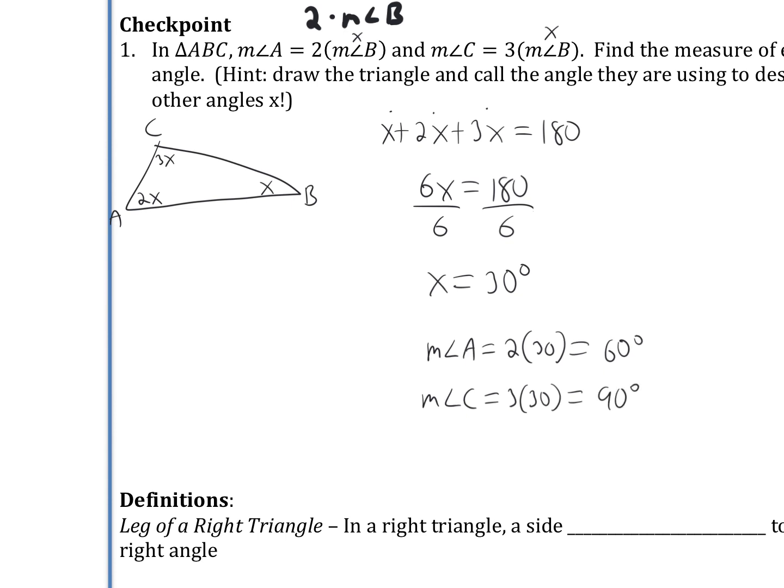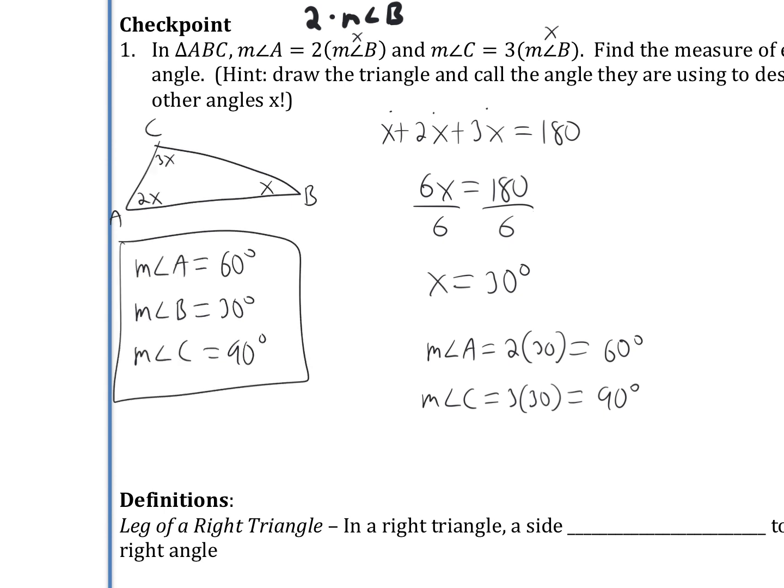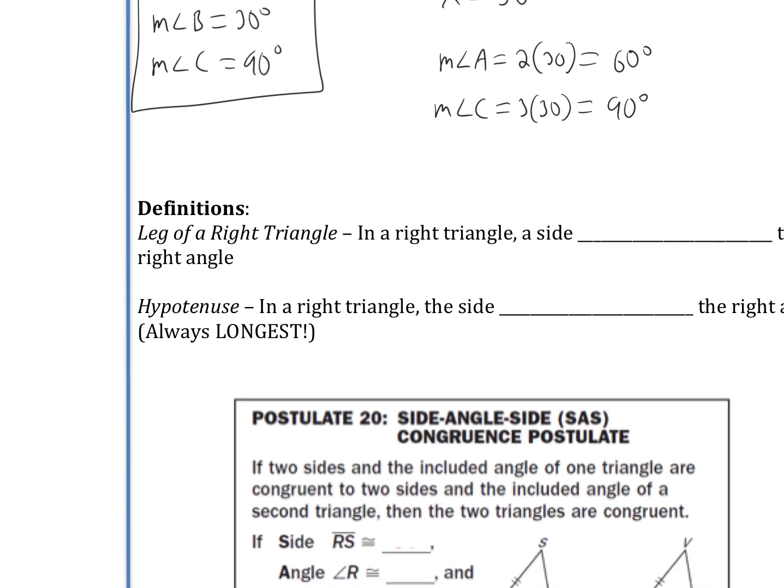So we got the same problem, same numbers as before, but with a different kind of solution here. So measure of angle A equals 60 degrees. Measure of angle B equals 30 degrees. And measure of angle C equals 90 degrees. All right, hopefully that makes sense. It always helps to draw a picture if you're able to, or draw a diagram. All right, let's get into some other examples now.